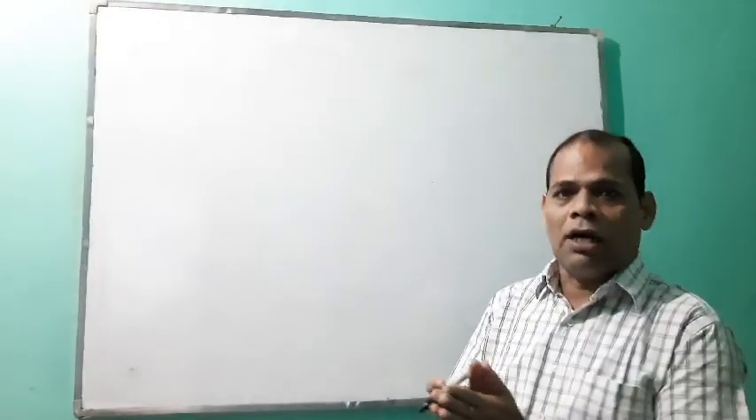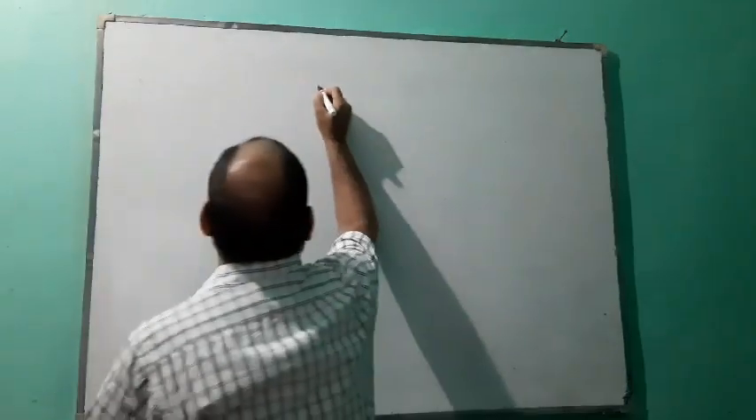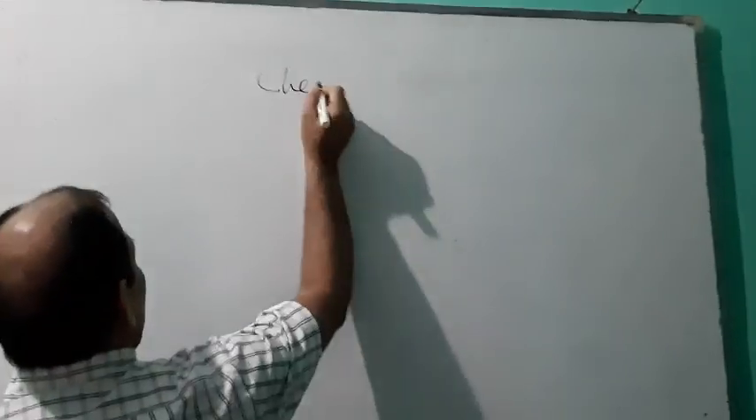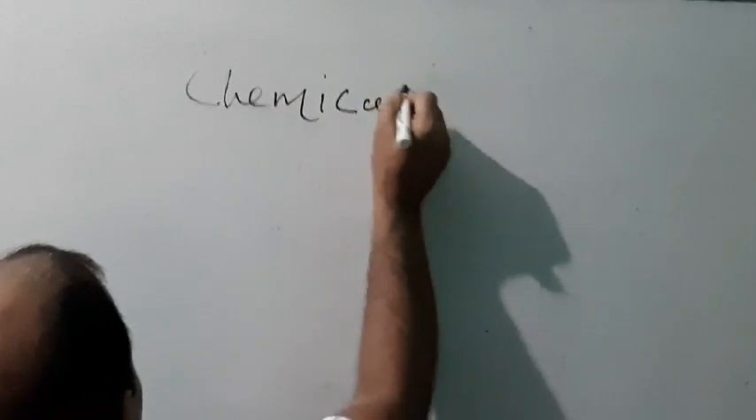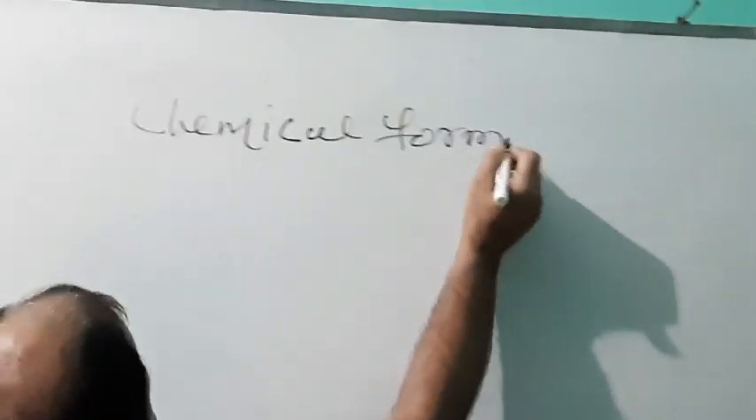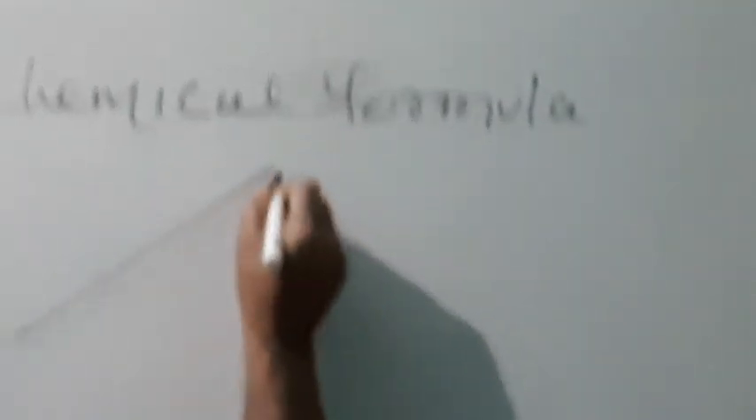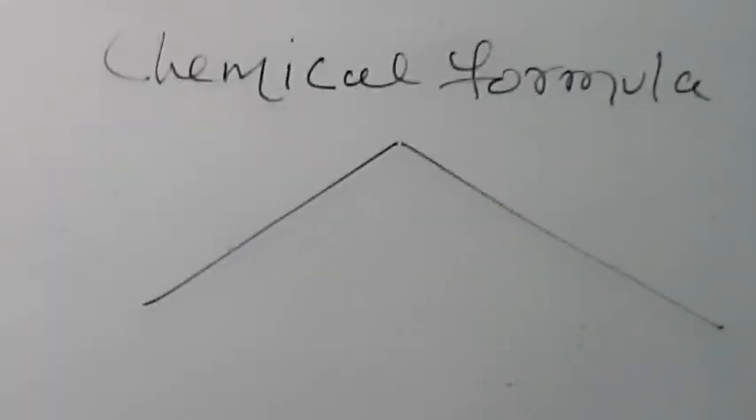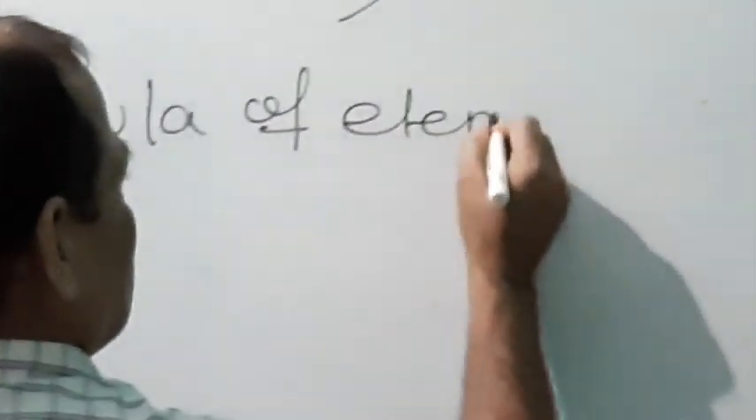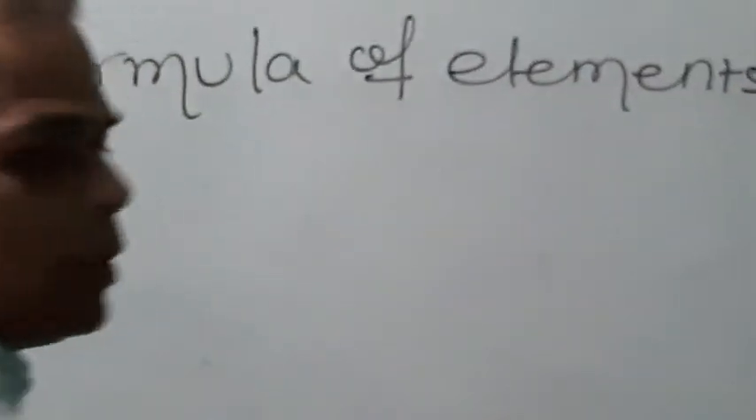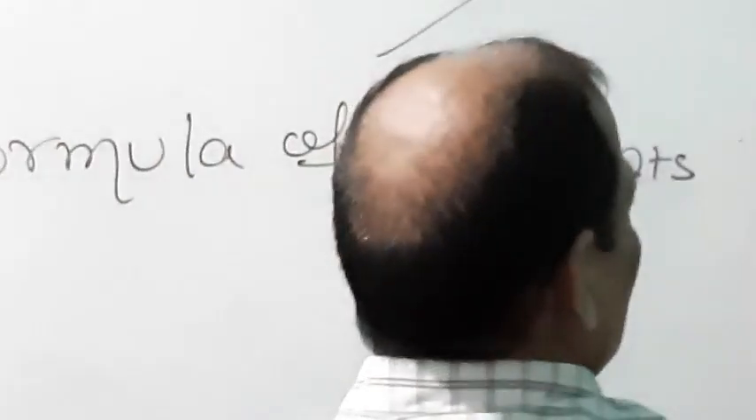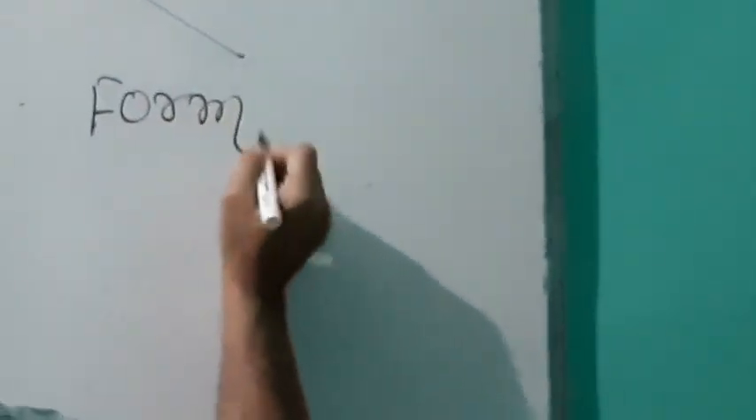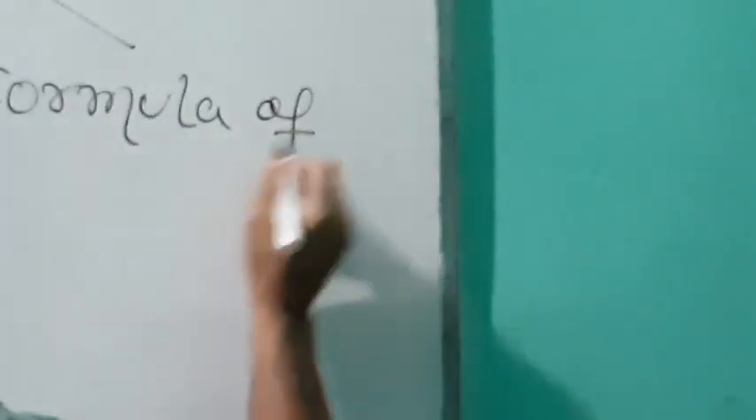So a chemical formula we represent in two types. One is the formula of elements. The other one is the formula of compounds.